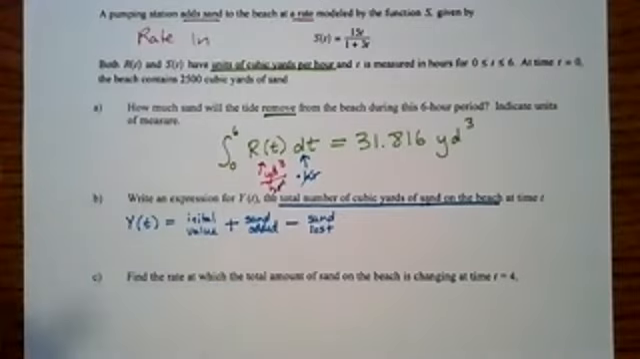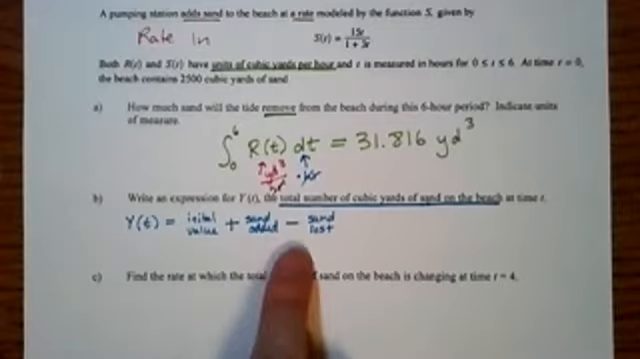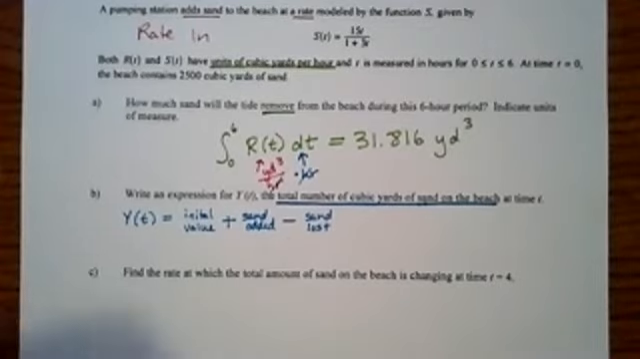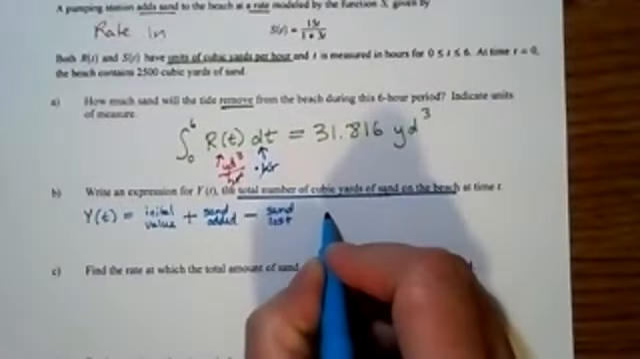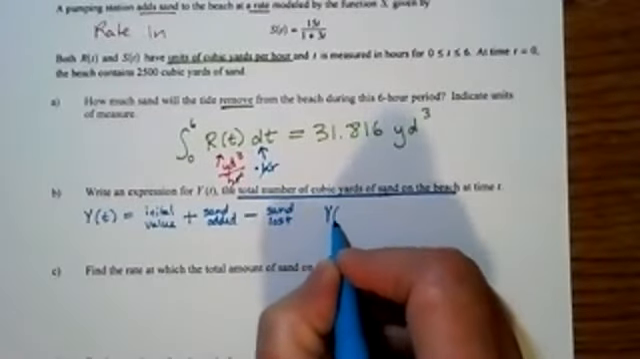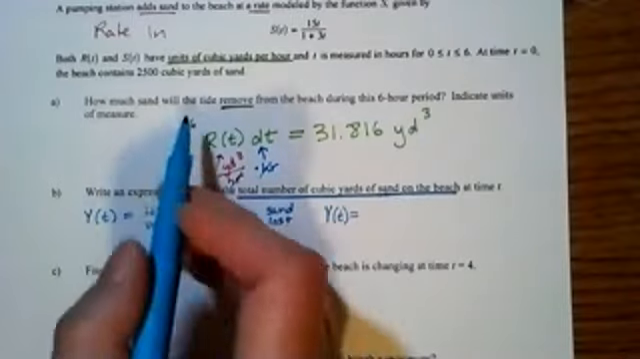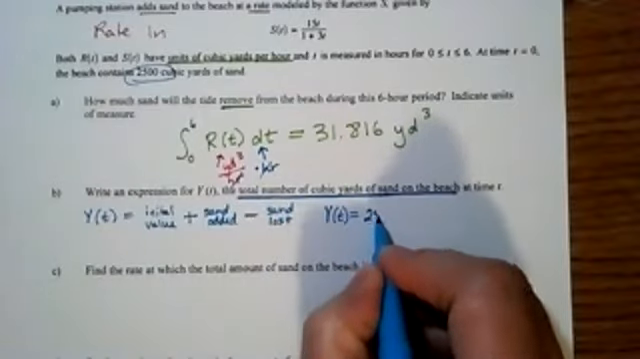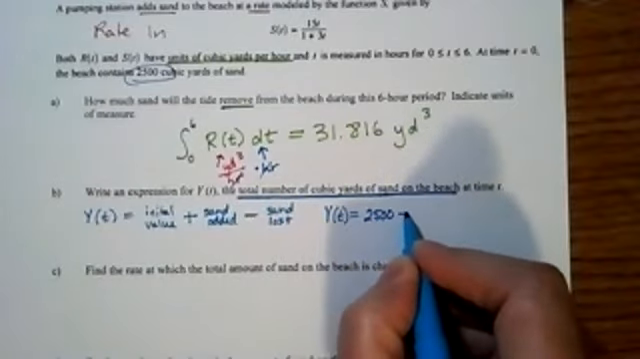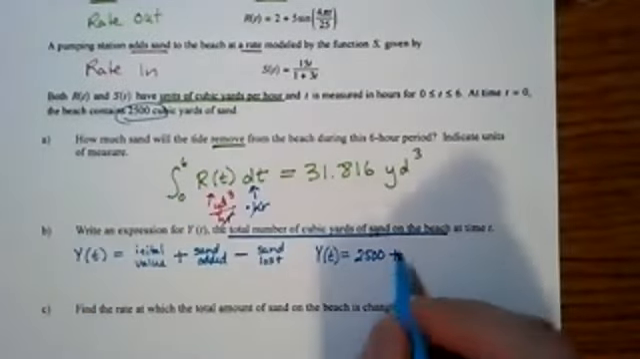Now, would I write this on the AP exam? I might if I was needing to keep track of everything. But what they're looking for, the graders, is they're looking for mathematical expressions for this. So it would be y of t is equal to our initial value. How much sand did we have to start? Remember, that was our 2,500 cubic yards of sand. So 2,500 cubic yards plus the amount that was added. Now all we have is the rate that we added it. So to get the amount that we added, we're going to need to integrate.